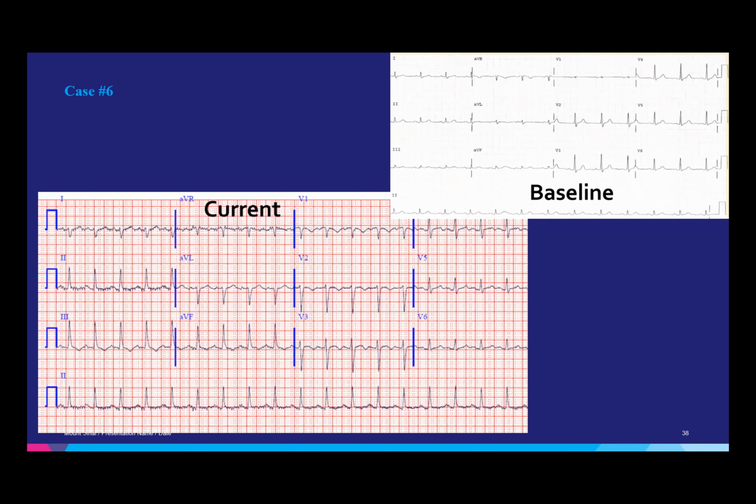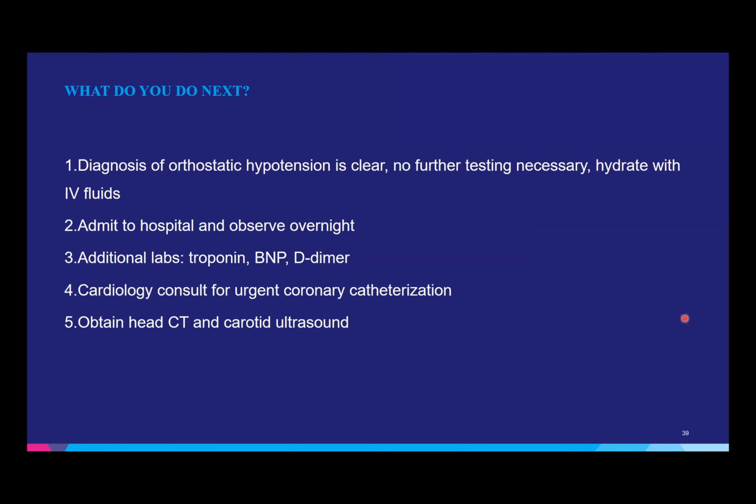Yeah. Okay, excellent. Do you guys see inverted T waves anywhere? Yes, there are inverted T waves in V1, V2, V3. Excellent. And lead 3, right? Yes. Excellent. Okay, beautiful. So what would you do next?